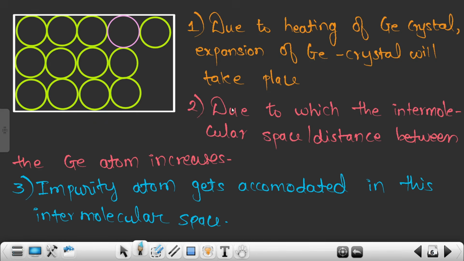Again I will repeat. See what exactly happened. Due to heating, the germanium crystal will expand. This is what I had shown. First it got expanded. After that, what is going to happen? Due to which, as you can see, the intermolecular space which was created over here, in that particular intermolecular space, the impurity atom which was present in the surrounding of this particular germanium crystal accommodated itself in that space. Okay, so this is how we do doping, by heating.